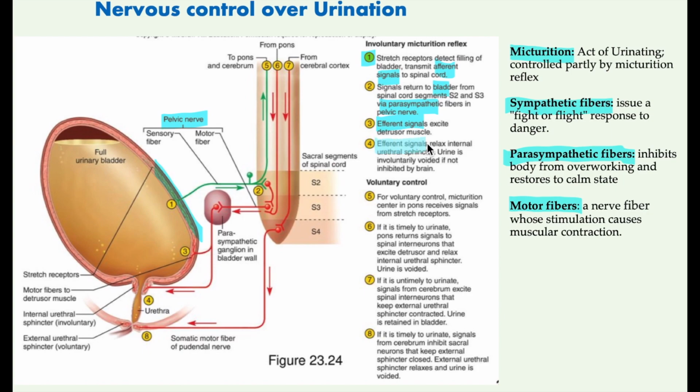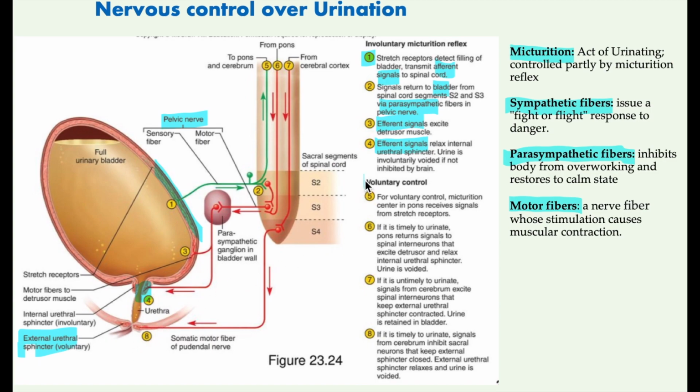The efferent signal also relaxes the internal urethral sphincter, so urine will come all the way close to the external urethral sphincter. And this happens involuntarily, meaning the body just does this without our control. We can't control the internal urethral sphincter. But what we can control is the external urethral sphincter, which we will talk about now.